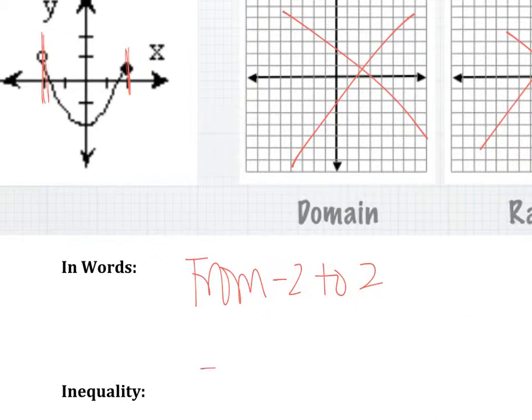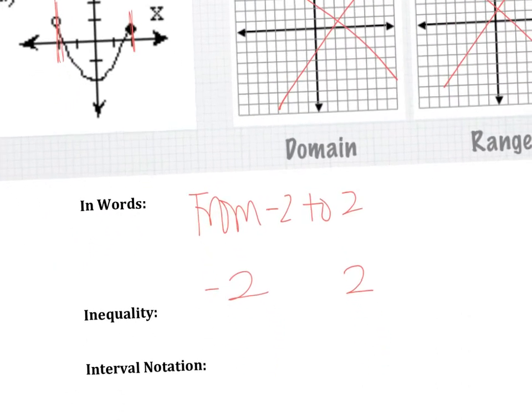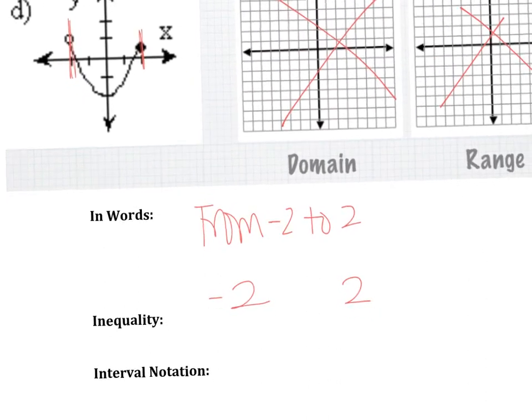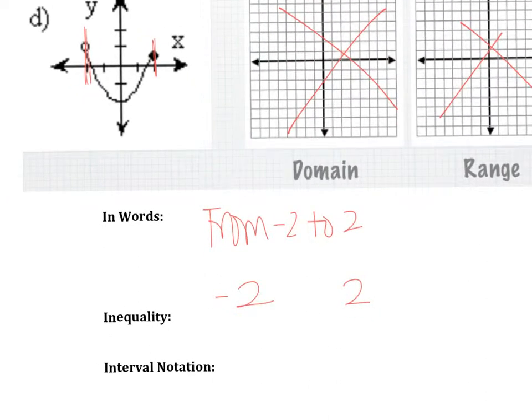Now, when we go to do our inequality and our interval notation, we're looking at the points, open or closed. When I start at -2, that's an open point, so that's going to be represented with a parenthesis and with a less than symbol. The 2 is a closed point, so that's going to be represented with a less than or equal to and a bracket.